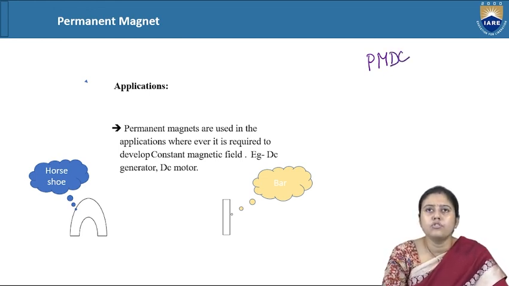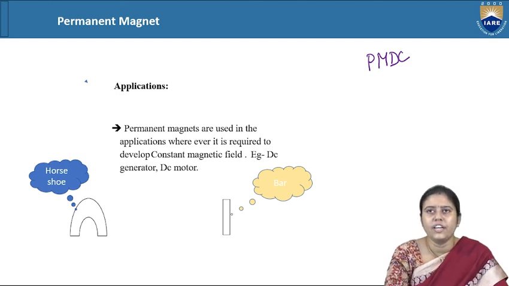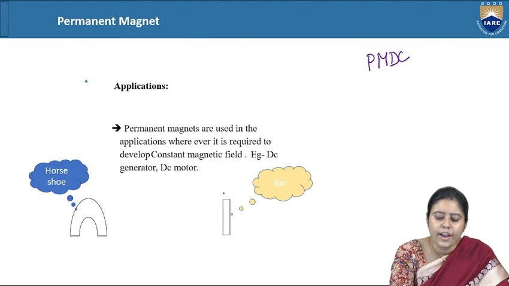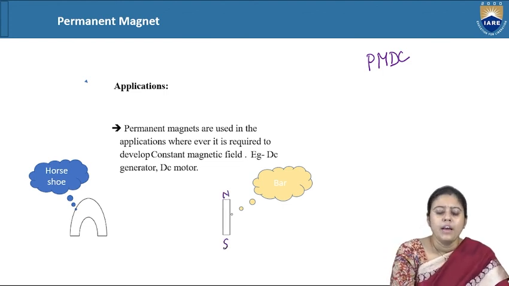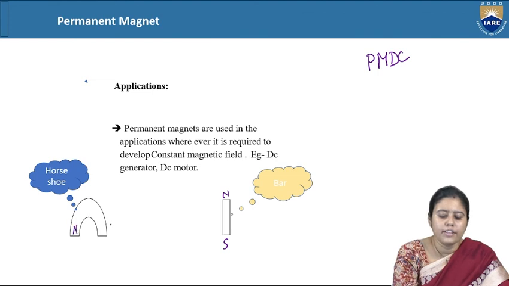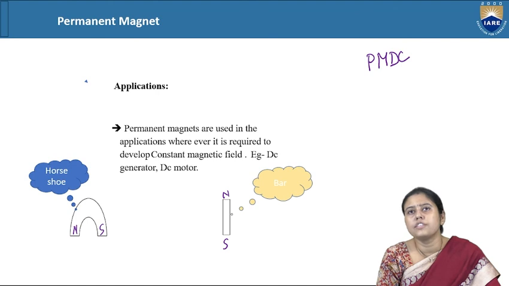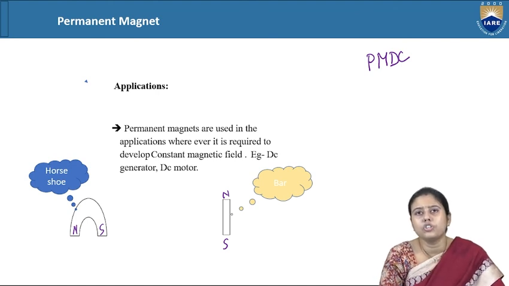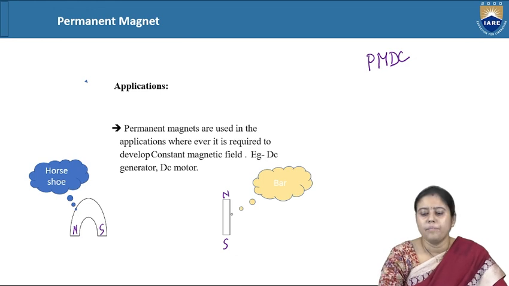Basically, we get two types in our environment or in nature. One is the bar type, where we have the North Pole and South Pole. Otherwise, we get the horseshoe type, where we also get the North Pole and South Pole. The magnetic force is more in the horseshoe than in the bar permanent magnet.